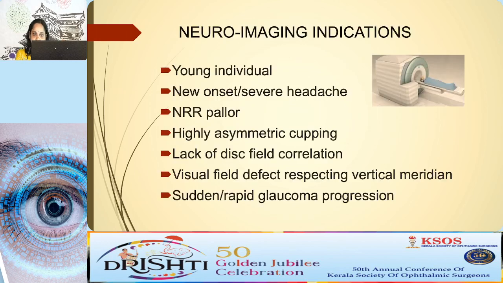So, neuroimaging is indicated in cases of young individuals, new onset or severe headache, when there is neuroretinal pallor, highly asymmetric cupping, lack of disc field correlation, visual field defect respecting the vertical meridian, and when there is sudden or rapid glaucoma progression.